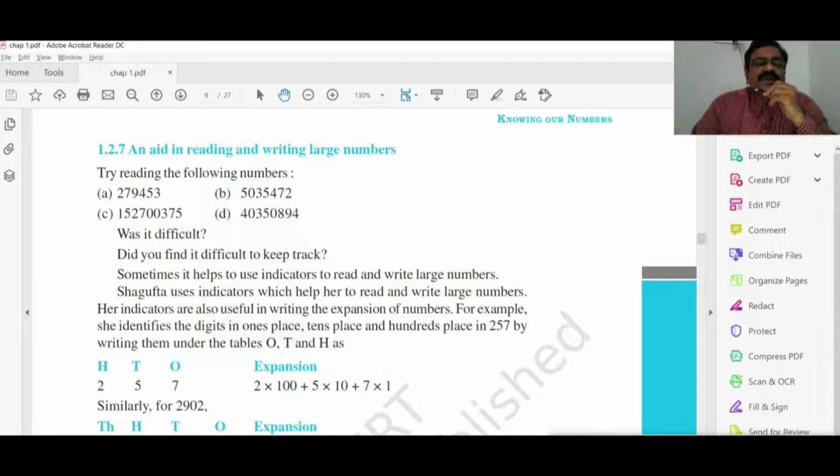If we use this Indian place value chart, 3 is the ones place, 5 is the tens place, 4 is the hundreds place, 9 is the thousands place, 7 is the ten thousands place, and 2 is the lakhs place. So 2,79,453 you can write, and also read, by using the Indian place value chart.